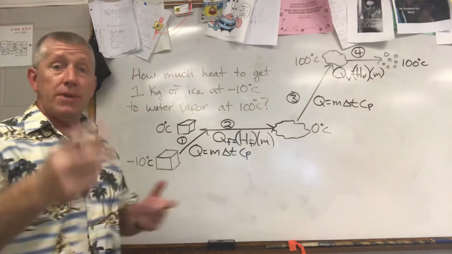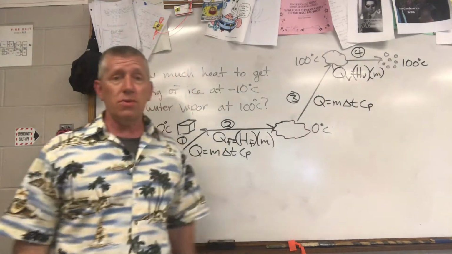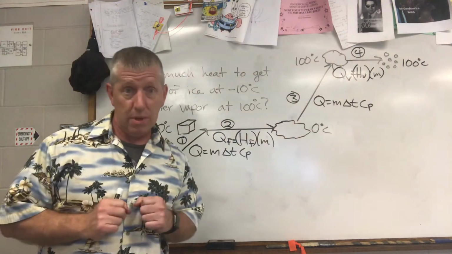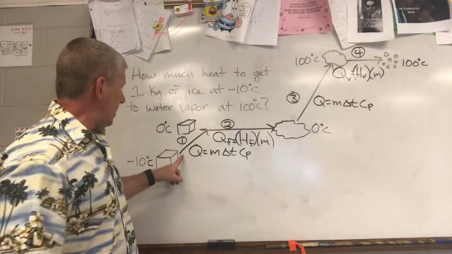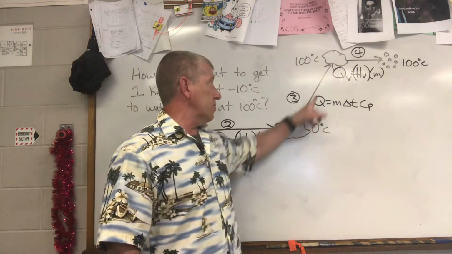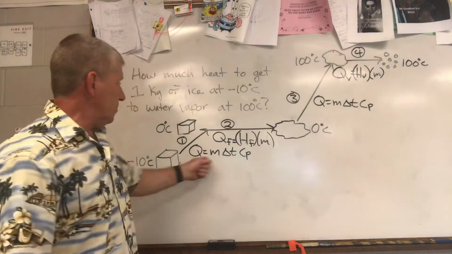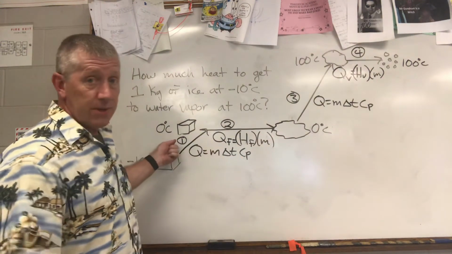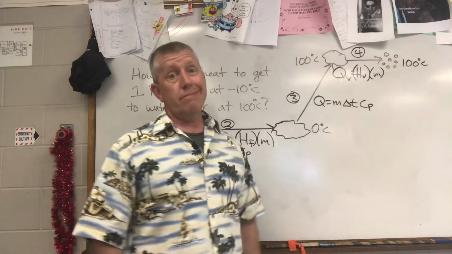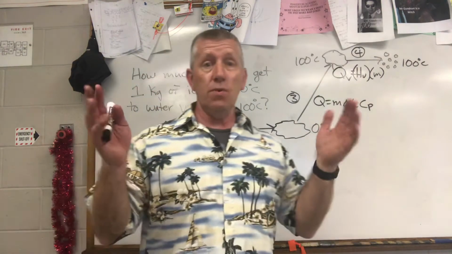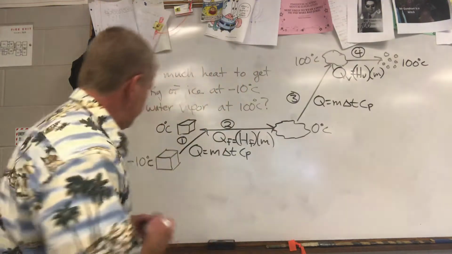Now, some of you might be saying, hey, well, can't we combine this one here and this one here? Because it's the same equation, just combine them. Save us a step. No, for 2 reasons you can't do that. 1, the temperature change here is much different than the temperature change here. And 2, the specific heat capacity for ice is different than the specific heat capacity for water. Yeah, can't combine them. You have to do 4 steps. Let's get started. Let's do those 4 steps.